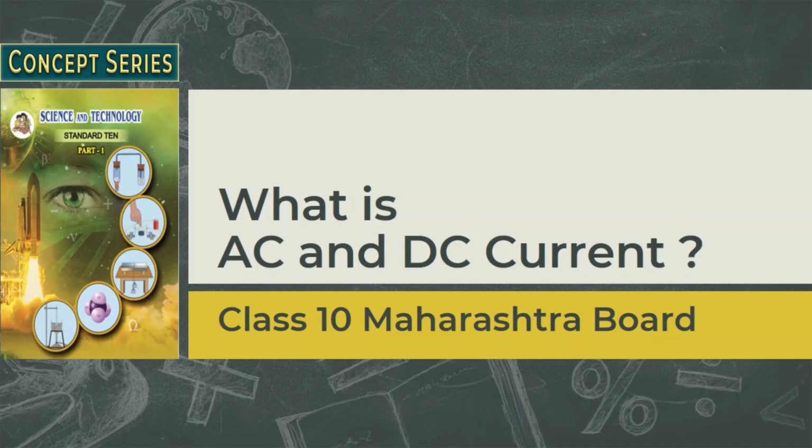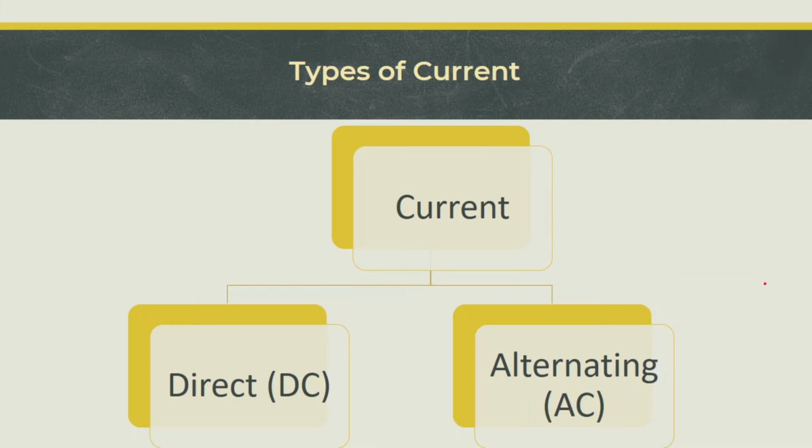Hello students, today we are going to cover a topic, AC and DC current. So let us start with the topic. As we have already seen, currents are of two types. One is direct current and the other one is alternating current. Now let us go ahead and understand in detail what direct and alternating current means.